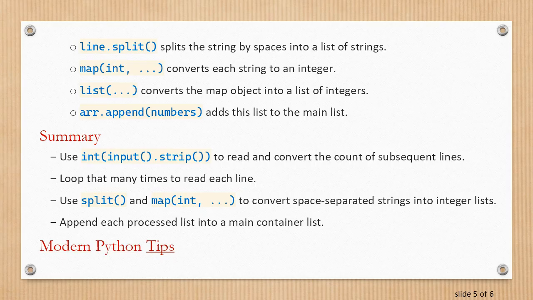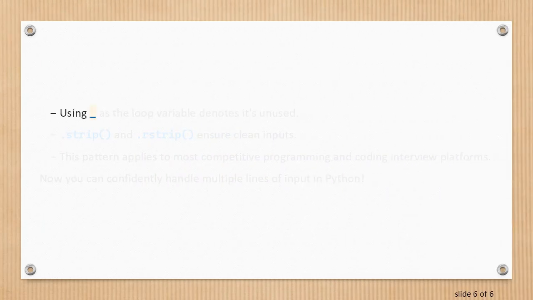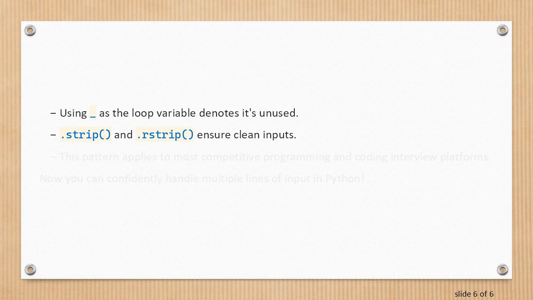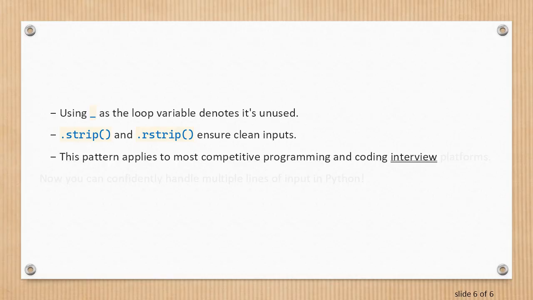Modern Python tips. Using underscore as the loop variable denotes it's unused. .strip() and .rstrip() ensure clean inputs. This pattern applies to most competitive programming and coding interview platforms. Now you can confidently handle multiple lines of input in Python.